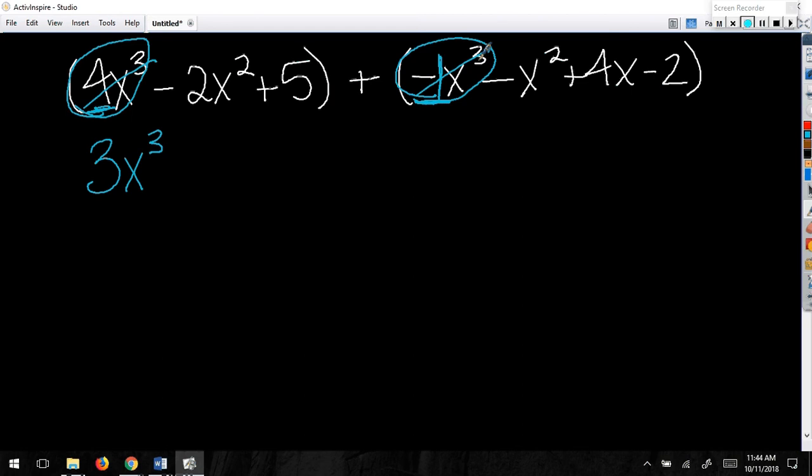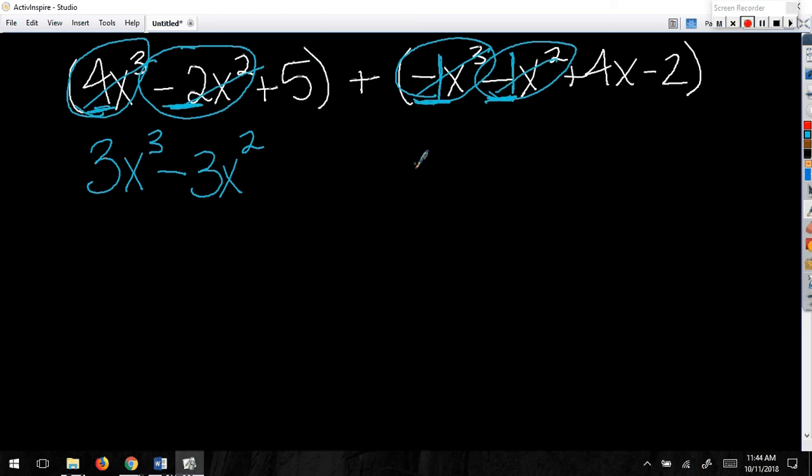I'm going to keep going. I've got now an exponent of 2. So I've got a negative 2 and a negative 1, which would give me negative 3. Leave the variable and the exponent alone. If you're not good with the negatives, use your calculator. Negative 2 plus negative 1.